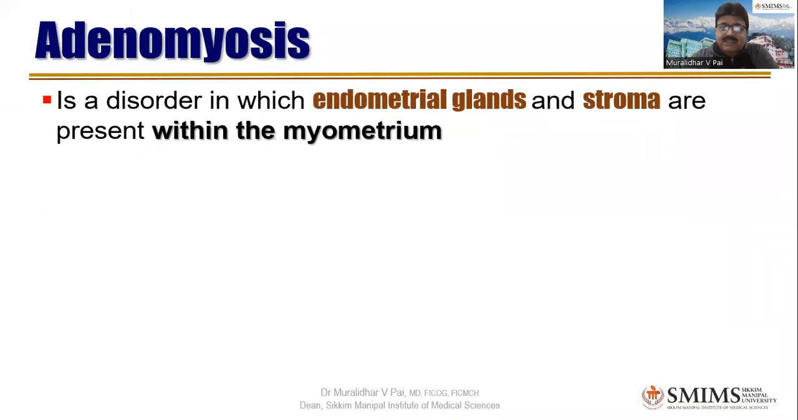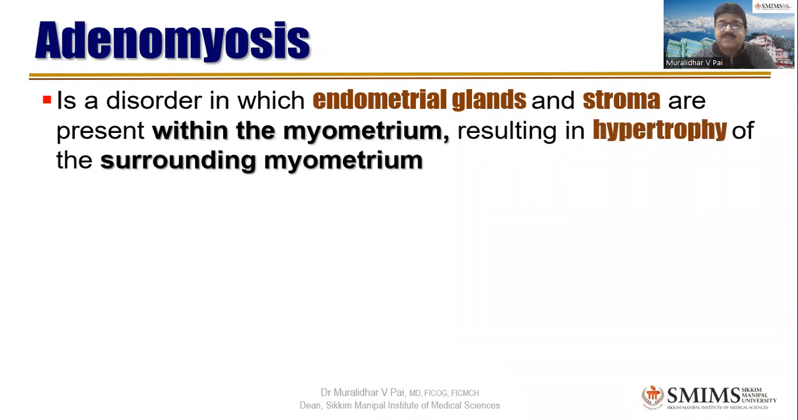All of you know that adenomyosis is a disorder in which endometrial glands and stroma both are present within the myometrium. All of us know that. But what is important is that it results in hypertrophy of the surrounding myometrium. It's not just the endometrial gland and stroma that are present in the myometrium, that also stimulates the hypertrophy of the surrounding myometrium. Something that happens in the leiomyoma also. But yet, adenomyosis stands apart from leiomyoma. In leiomyoma, you have a pseudo capsule, but adenomyosis is not bound by any capsule. It spreads its tentacles everywhere. That's why it is much more difficult to treat compared to fibroid, either by surgery or by medical management.